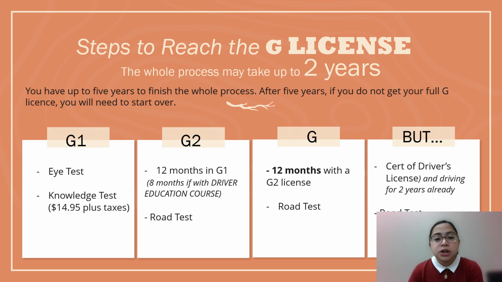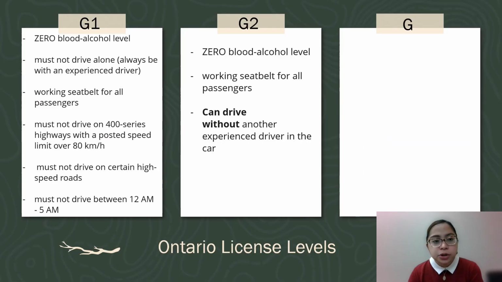If you want to apply for a G1, you will have to pass an eye test and a knowledge test. If you want to proceed to G2, you still have to wait 12 months as a G1 before you can take the G2 test. If you pass the G2 test, you will need to wait 12 months before you can take the G test, and if you pass the G test, you will be a full G license holder. So you can fast track this depending on certain conditions.